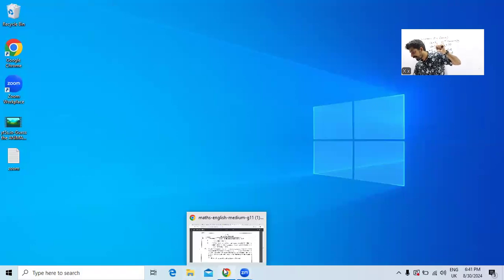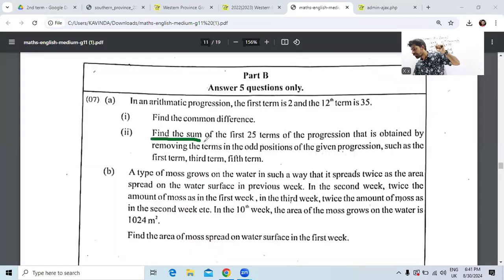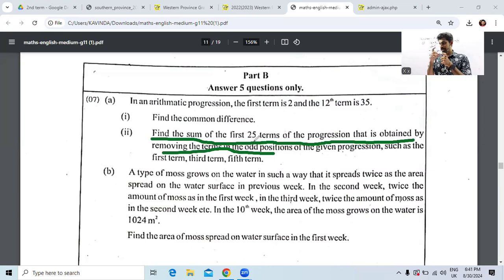So what is the next part? Find the sum of the first 25 terms of the progression that is obtained by removing the terms in the odd positions. Given the progression, we remove the first term, third term, fifth term, and likewise the rest.